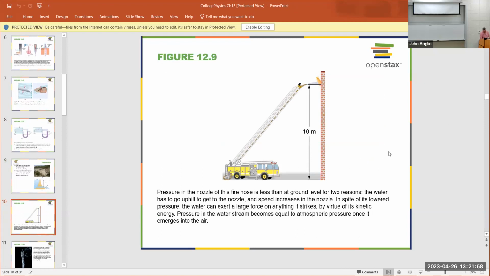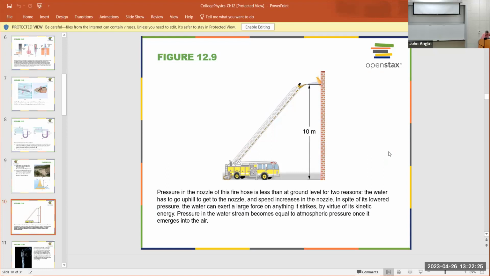Okay, so here's an interesting one. So here we have this fire truck, and we're about 10 meters off the ground. Well, the water has to go uphill, basically, right? Because you got the water stored in the truck. So how do we get the water up this 10-meter wall?